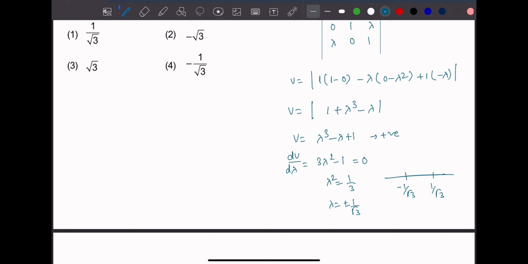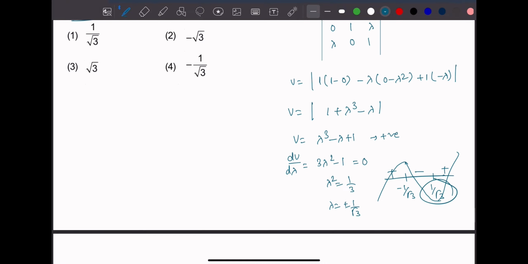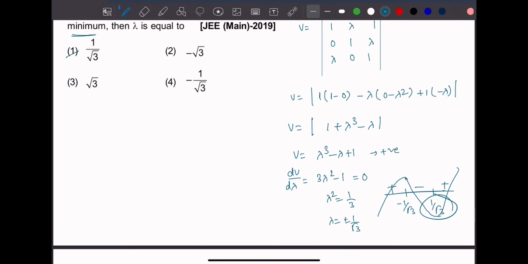Any value which is greater than 1 by root 3, I'm getting positive, negative and positive sign, which means first it is increasing, then decreasing and increasing. What they are asking is the minimum. So the minimum obviously we are getting at 1 by root 3, which means option number 1 is our correct answer. Otherwise you can go with double differentiation also. Double differentiation also we can follow. Okay.